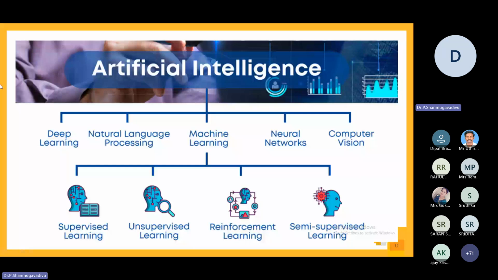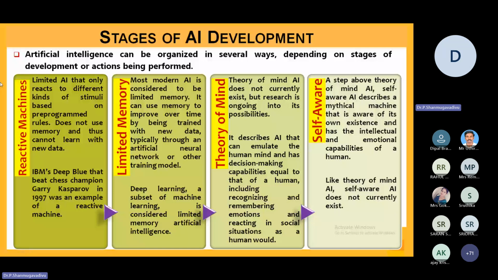So, stages of AI development. When you want to develop a model for problem solving, then artificial intelligence can be organized in several ways depending on stages of development or actions being performed. Let's see the first one. This is reactive machines. Limited artificial intelligence that only reacts to different kinds of stimuli based on pre-programmed rules, does not use memory, and thus cannot learn with new data. This is very important. So limited artificial intelligence can react only to a limited set of variations of inputs, and we cannot have a broader generalization on the model.